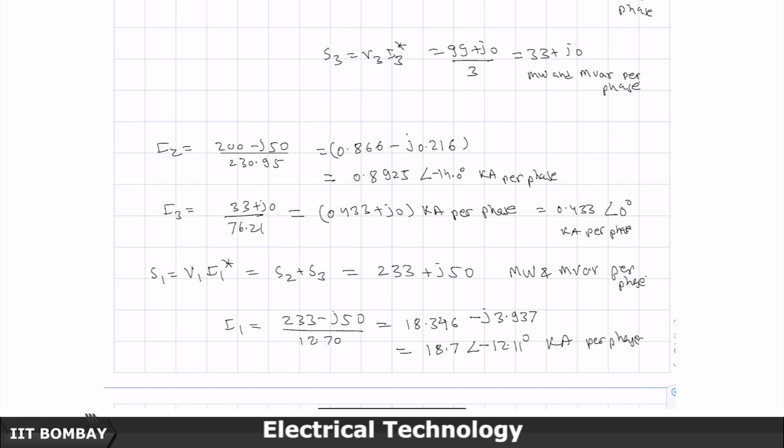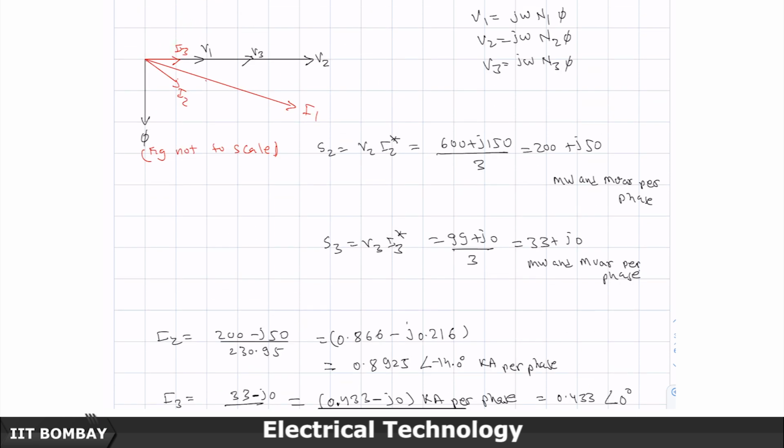To calculate I3 per phase load, it should be written here. Though plus J0 and minus J0 are the same, to be consistent with my notations, I would prefer to write this as (33 minus J0) to indicate that a complex conjugate operation has been done, divided by the voltage, because these numbers are all at angle 0. So, the voltage on the tertiary side was 76.21 at angle 0, and so this will turn out to be 0.433 minus J0 kiloamperes per phase, which is basically as I had shown here, in phase with V1, V2 and V3.